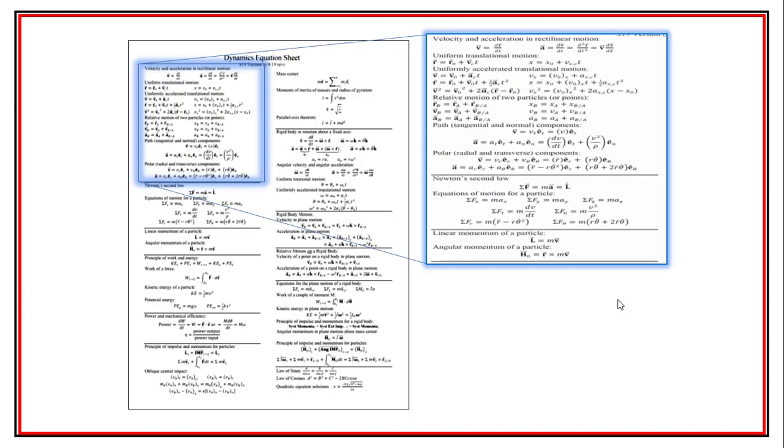And there is the section of the equation sheet that has the relative motion equations. Actually, I keep forgetting this every single time. This is not on here. The second law is not on this exam, so that needs to be smaller.